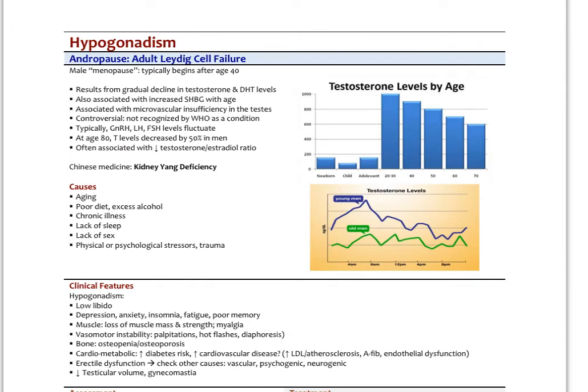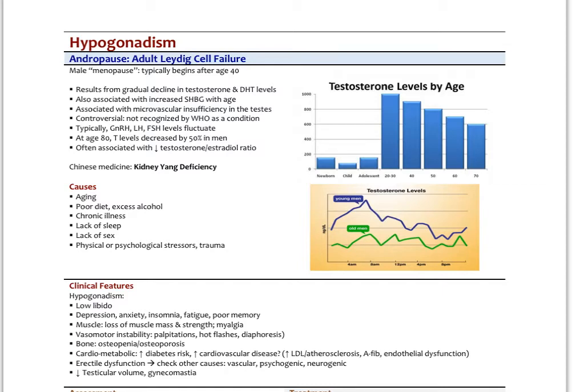More common, and again, this has received a lot of attention in the literature. There's a lot of interest, especially in functional medicine, but also in the natural products industry, in what's called andropause or adult Leydig cell failure. This is essentially the male menopause.